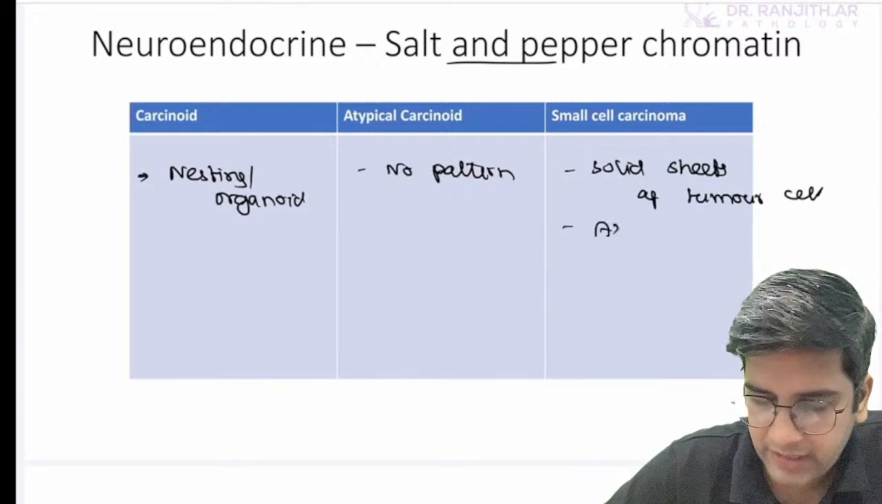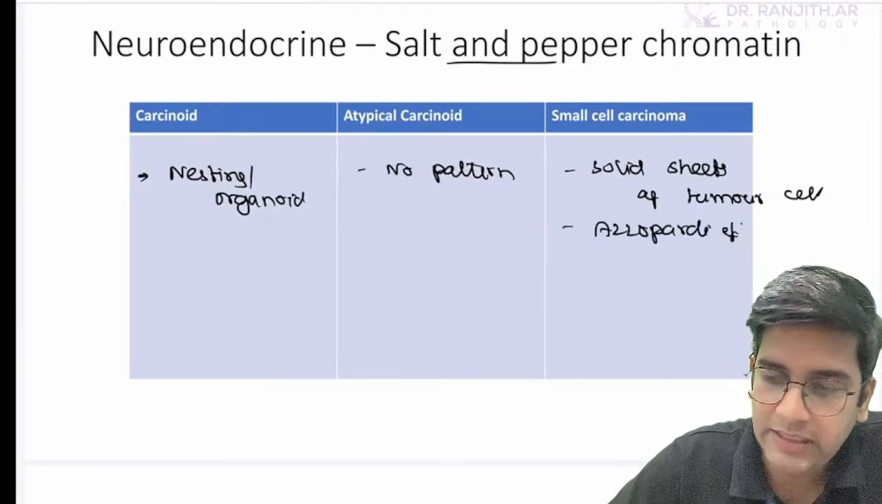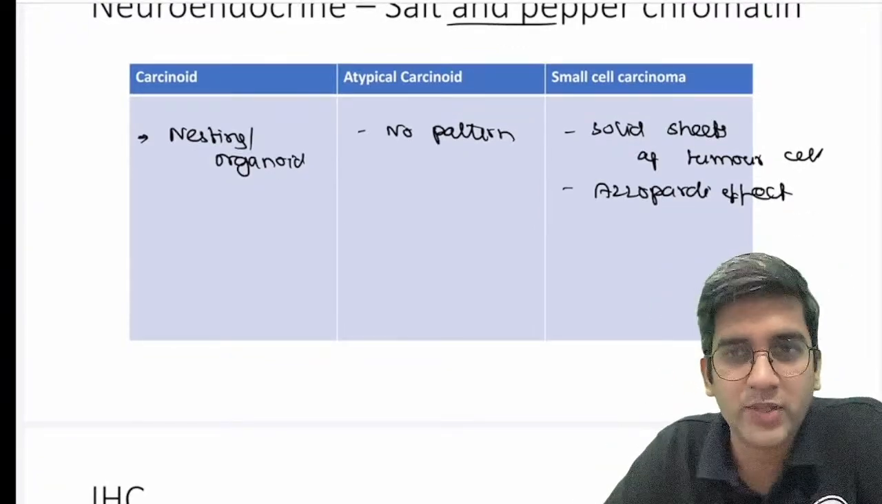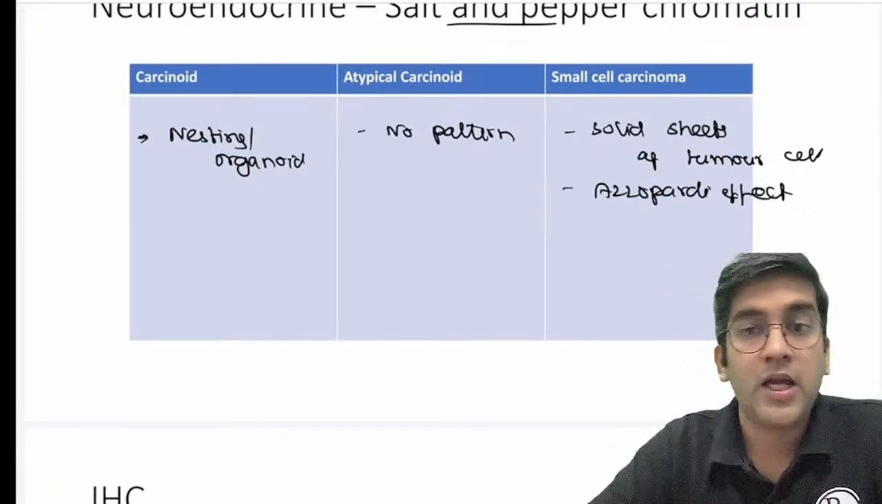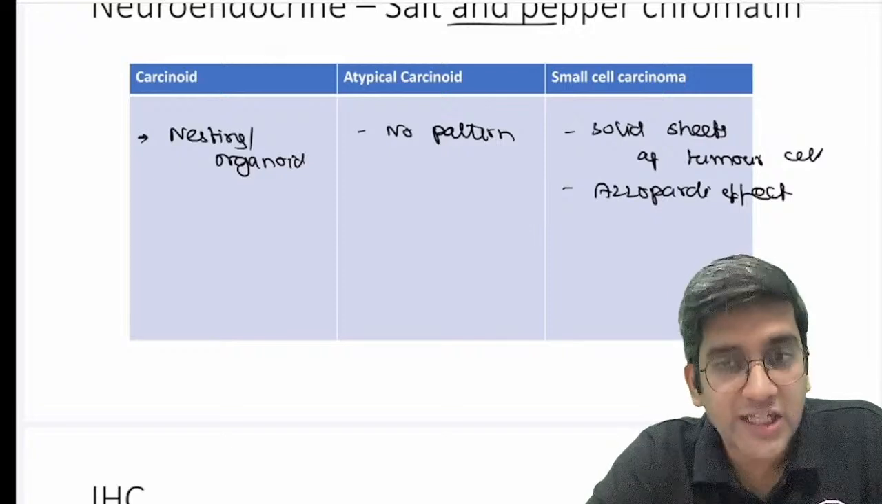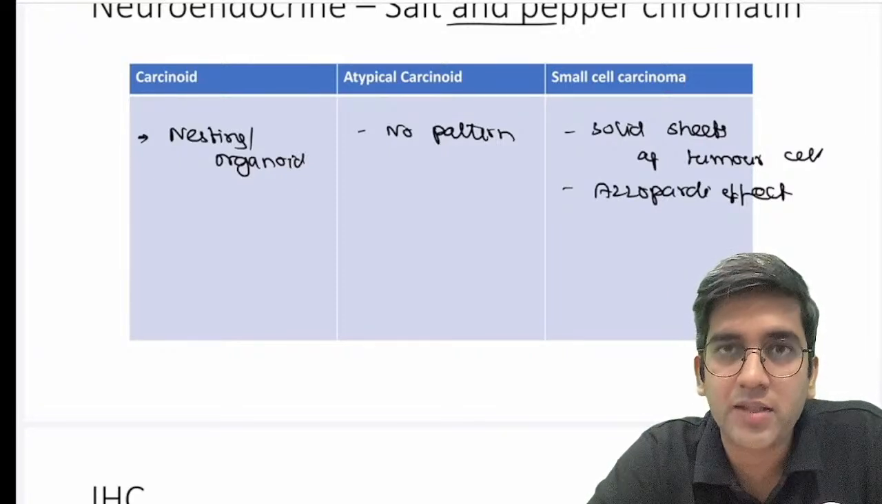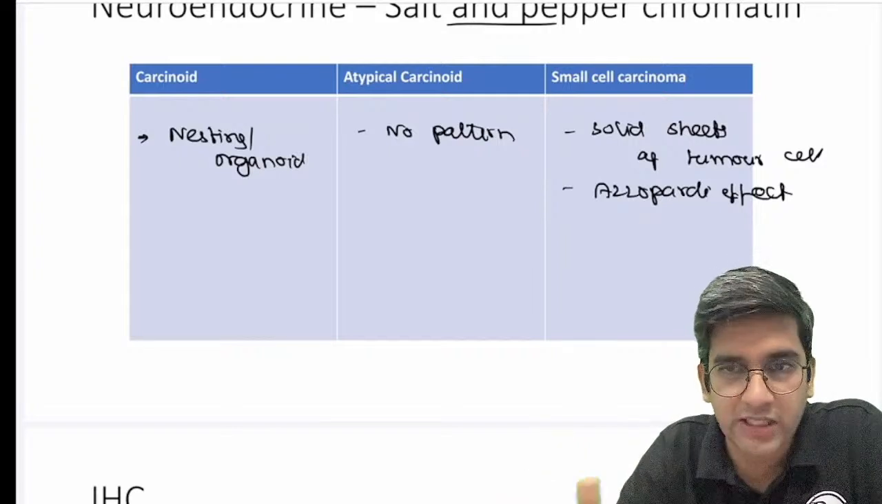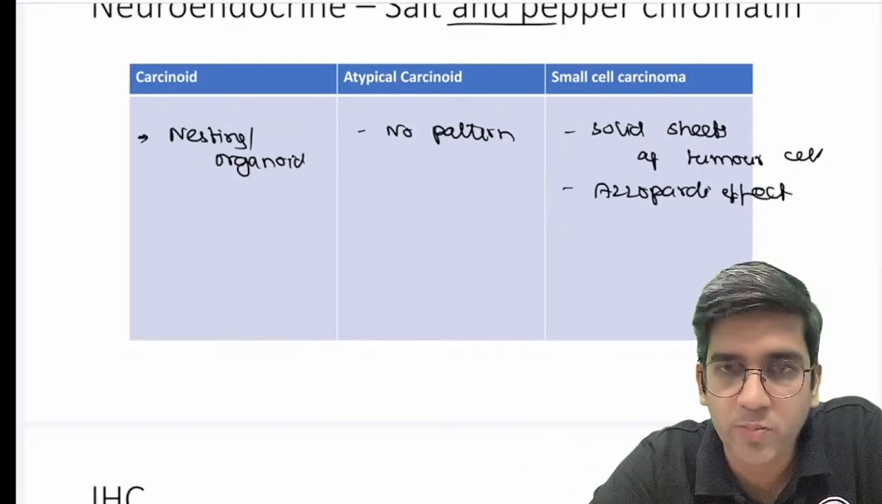Plus one more finding, Azzopardi effect. Can anyone recollect what does Azzopardi effect stand for? You guys know Azzopardi effect, right? Bhavya, bronchogenic carcinoma is the other name for lung carcinoma. That's all. It's different. That's it. Bronchogenic carcinoma and lung carcinoma is the same. Is it lagging? I hope it's not.